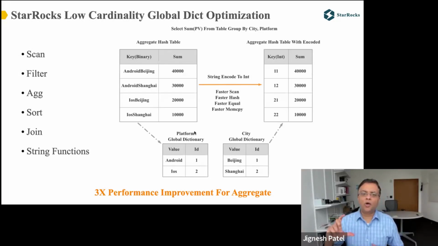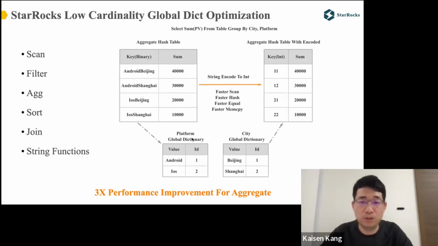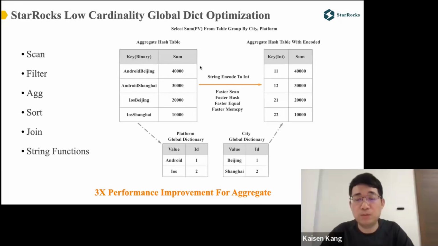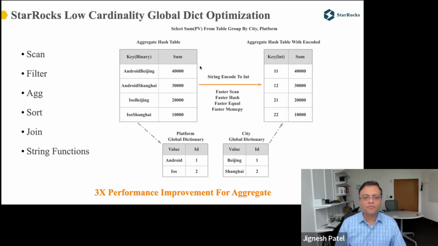So are these global dictionaries global just to a column, or they can be shared across different columns too? For one column we will have one global dictionary. Okay. But can you also share that global dictionary across multiple columns that might just have cities but may not exactly be called cities, or it sounds like it's specific only to a specific column? You can see from this diagram, for the platform column we have a global dictionary, and for the city column we have a global dictionary. Okay, thank you.